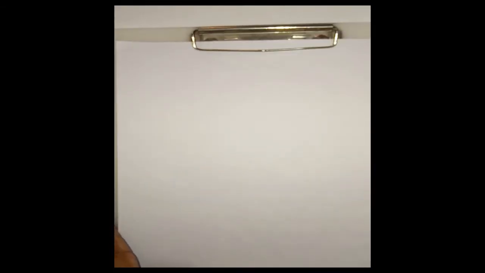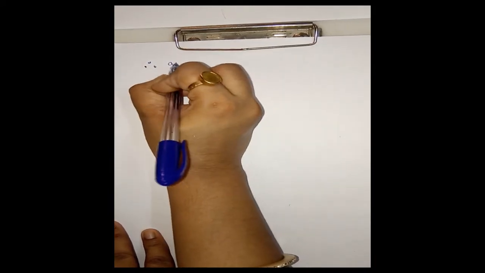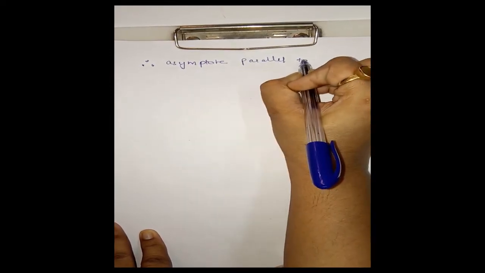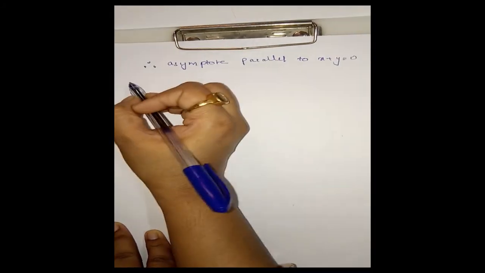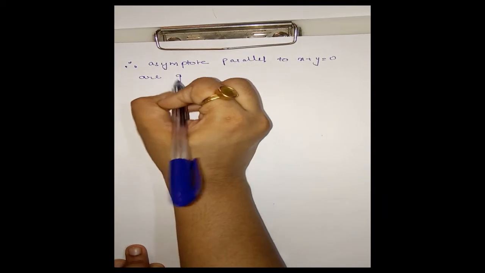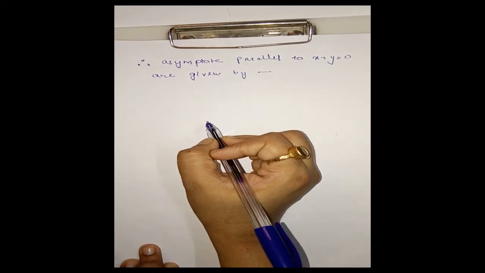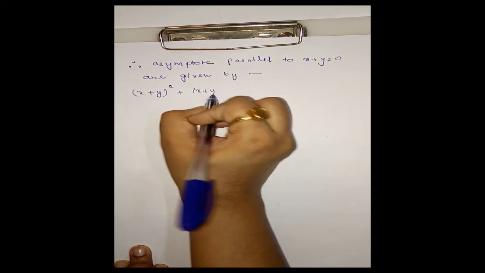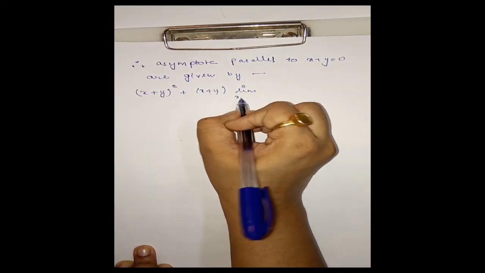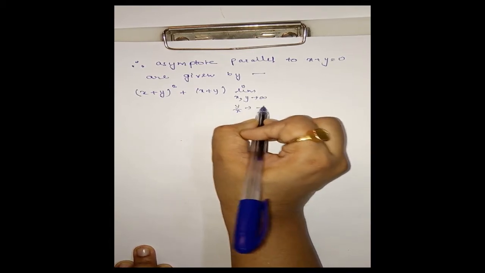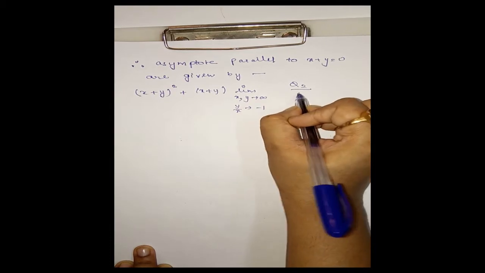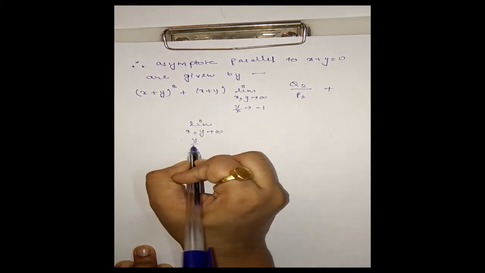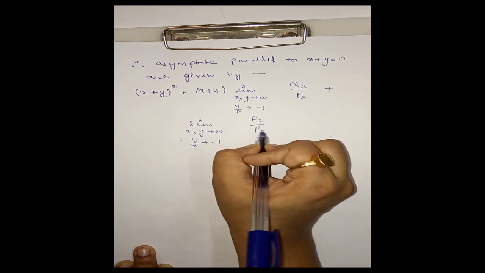Therefore, asymptotes parallel to x plus y is equal to 0 are given by (x plus y) whole square plus (x plus y) limit xy tending to infinity and y by x tending to minus 1 of q2 by p2, plus limit xy tending to infinity and y by x tending to minus 1 of f2 by p2, is equal to 0.